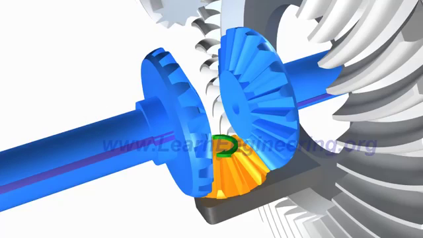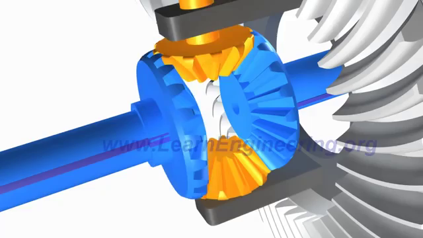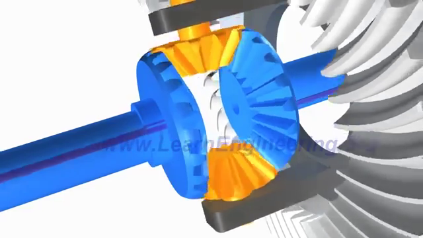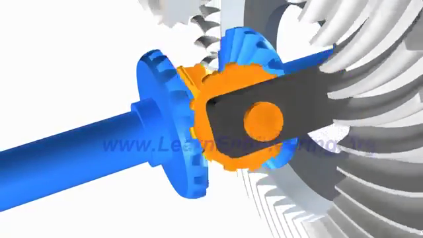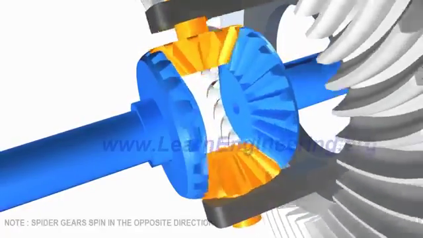In order to carry load, one more spider gear is usually added. A 4 spider gear arrangement is also used for heavy load vehicles.